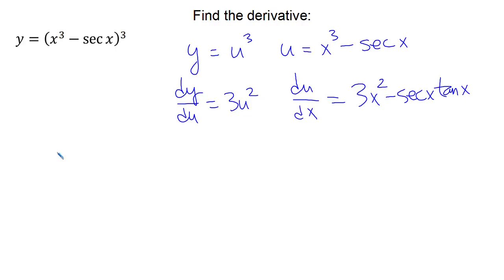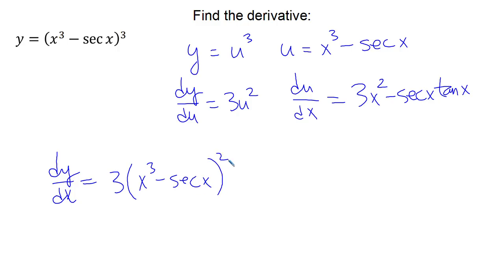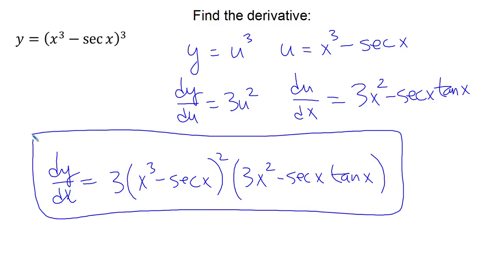So now when we multiply these two things together to get our dy dx, we have 3 times u, which is x cubed minus secant x, being raised to the second power. And then we multiply it by 3x squared minus secant x times tangent x. And that should be our final answer for number 15.